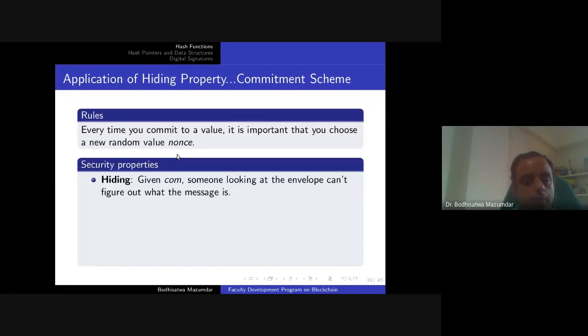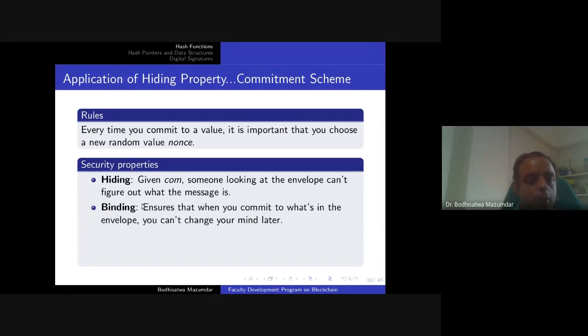So the security properties. First, as I said, given com, that means given the envelope, someone looking at the envelope cannot figure out what was the message. The binding property ensures that when you commit to what is in the envelope, you cannot change your mind later. That means if I have put a 10 rupees note now, in the future I should not be able to claim that no, I had not kept 10 rupees, I had kept 20 rupees.